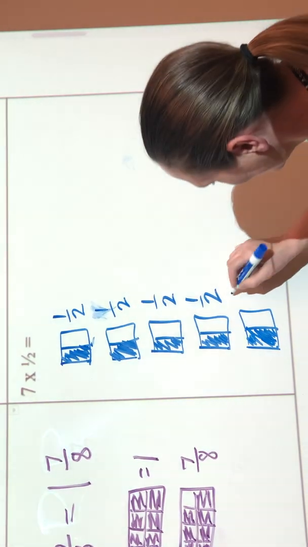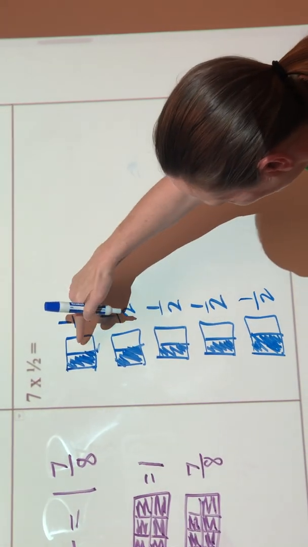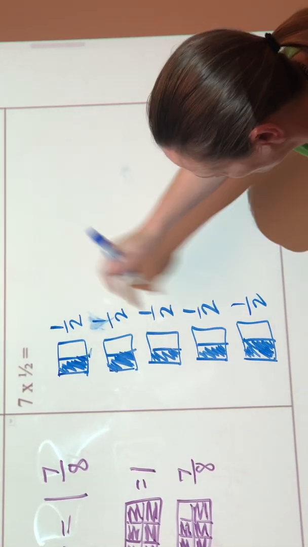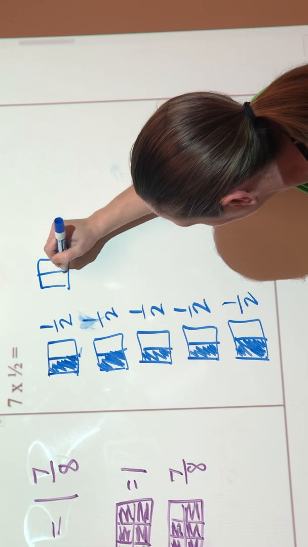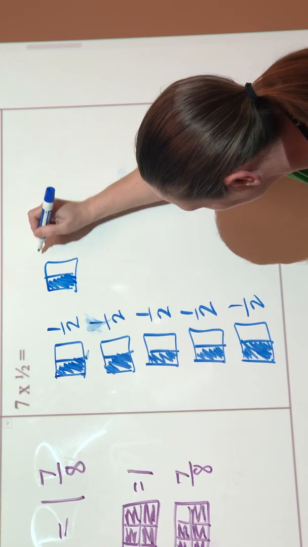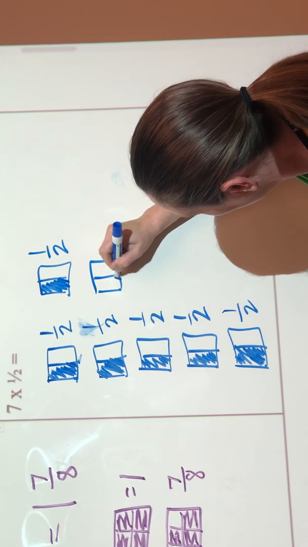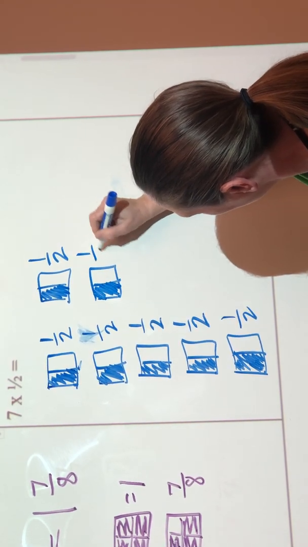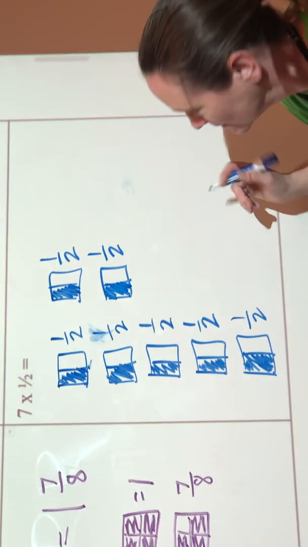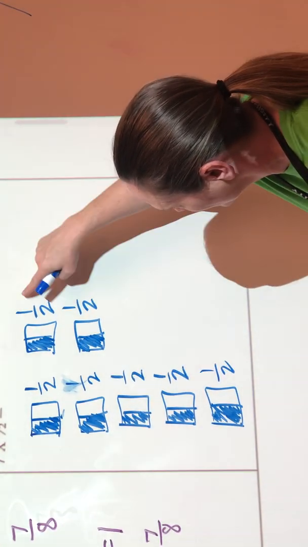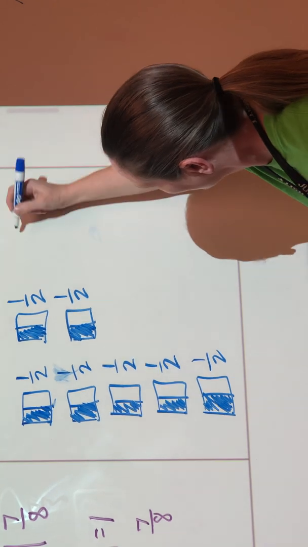I just started drawing and coloring in. How many do I have now? 1, 2, 3, 4, 5 groups of 1/2. So I need 2 more. So this would be my 6th group of 1/2 and my 7th group of 1/2. So I can add them: 1, 2, 3, 4, 5, 6, 7 halves.